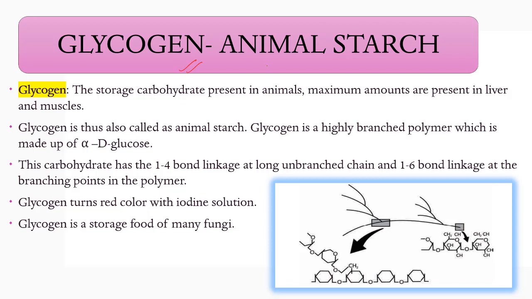Glycogen is considered as an animal reserve of food or animal starch. The storage carbohydrate of animals is glycogen. It is present in maximum amounts in liver and muscles. So predominantly, glycogen is found in muscles and liver. Glycogen is thus also called animal starch, as glucose is converted into glycogen.